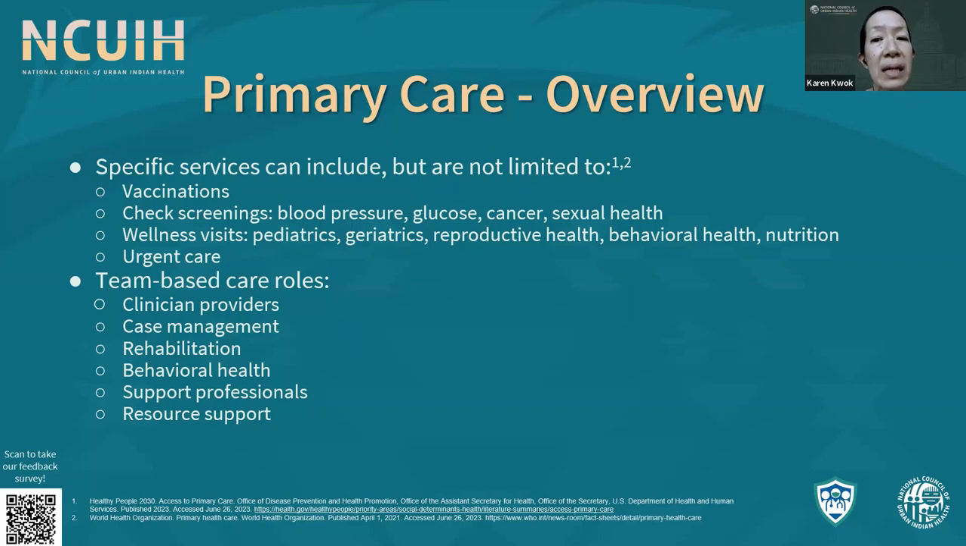With the purpose of establishing care and routine follow-up, the list here entails a few of the many services provided in the ambulatory care setting. Meeting the patient's needs comprehensively requires everyone on the team, and this includes several different types of providers, such as physicians and family nurse practitioners, physician assistants, and nurse midwives; case management, like pharmacists, nurses, and medical assistants; rehabilitation, such as physical therapy and occupational therapy; behavioral health, social workers, psychologists, psychiatrists, community health workers, and support professionals like health coaches, informal caregivers, and then our resource providers and partners like WIC, food pantry, and medical transport.